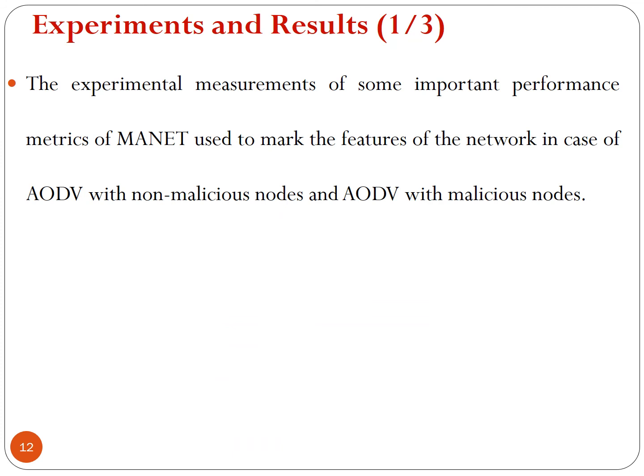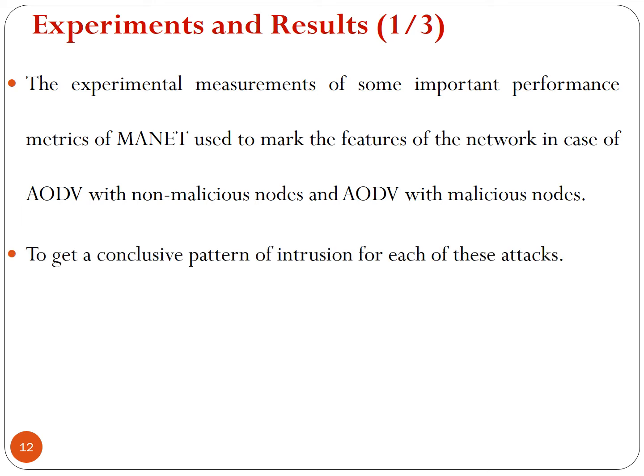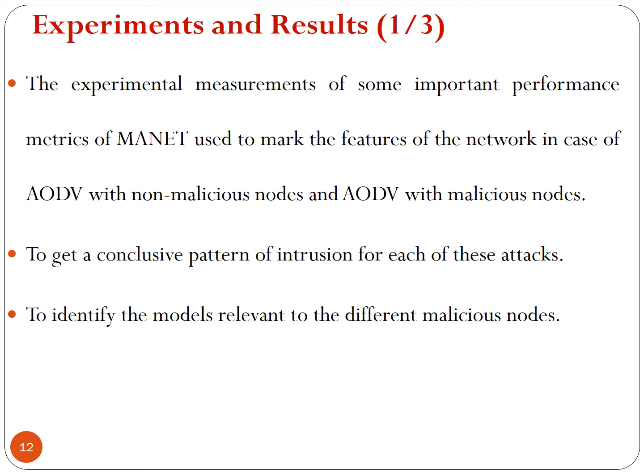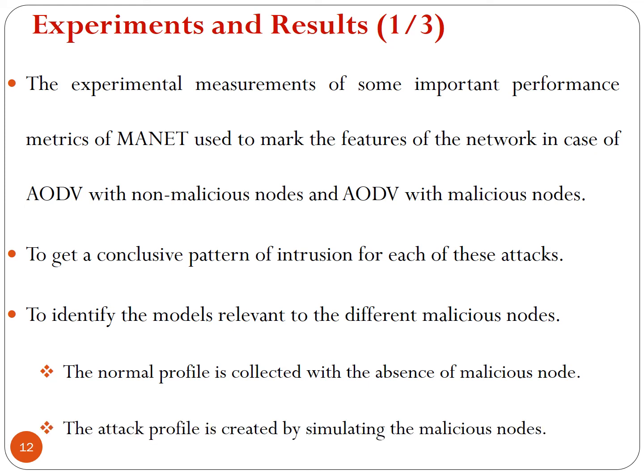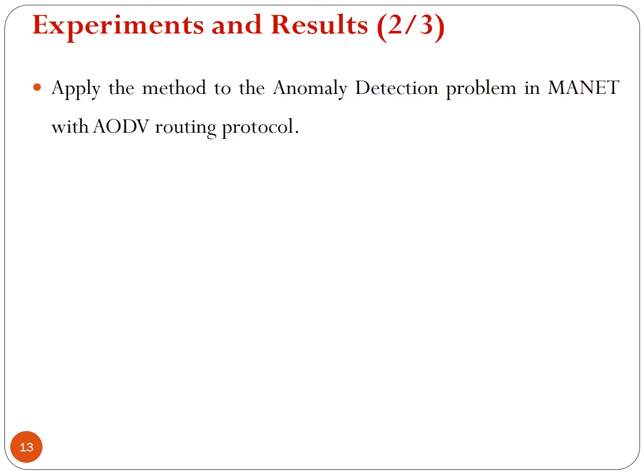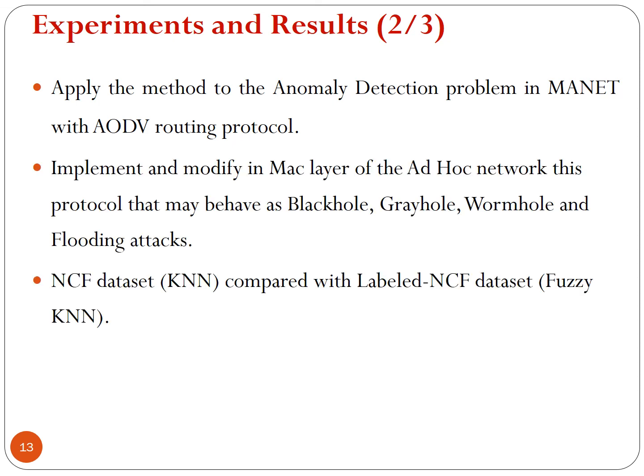In this study, the experimental measurements of some important performance metrics of MANET are used to mark the features of the network in the case of AODV with non-malicious nodes and AODV with malicious nodes. To get a conclusive pattern of intrusion for each of these attacks, and in order to identify the models relevant to the different malicious nodes, the normal profile is collected with the absence of malicious nodes, and the attacker profile is created by simulating the malicious nodes in MANET. For this purpose, we implemented and modified the supervised machine learning algorithm, which is applied to determine the most optimal dataset. We split the dataset into training and testing data with a 90-10 split.